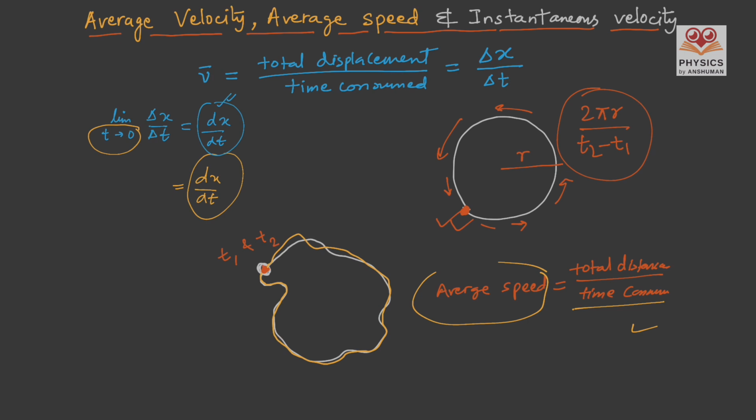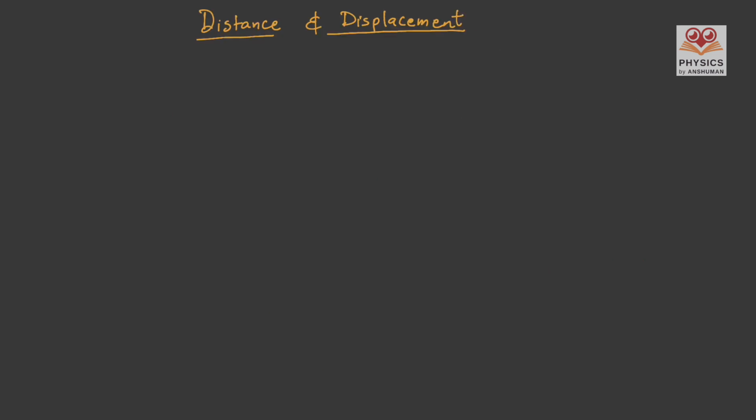But for the same motion, the average velocity is 0, because the object came back to the same position. So the change in position, initial minus final, is actually 0. It is the same position. And that is all about average velocity, average speed, and instantaneous velocity. Now we are ready to come back to motion in a straight line.